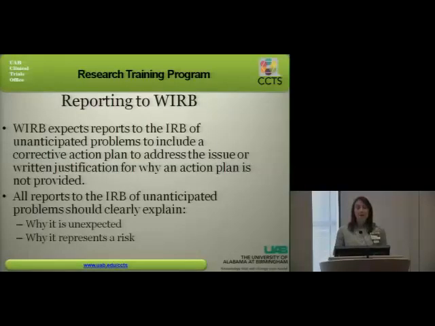Reporting to Western IRB, or WIRB. WIRB expects reports to the IRB of unanticipated problems to include a corrective action plan to address the issue or written justification for why an action plan is not provided. All reports to the IRB of unanticipated problems should clearly explain why the event is unexpected and why it represents a risk.